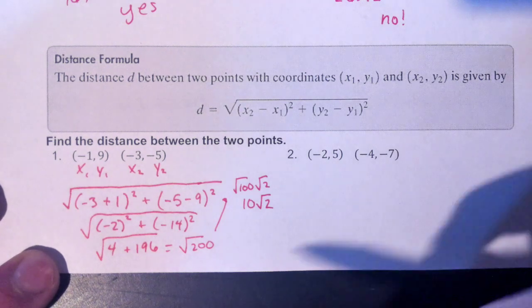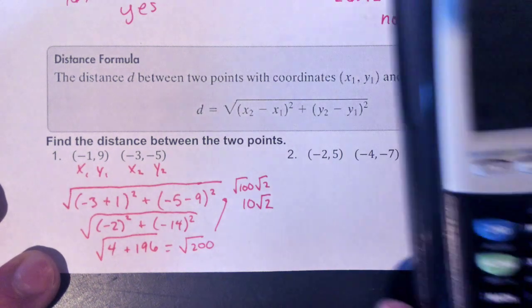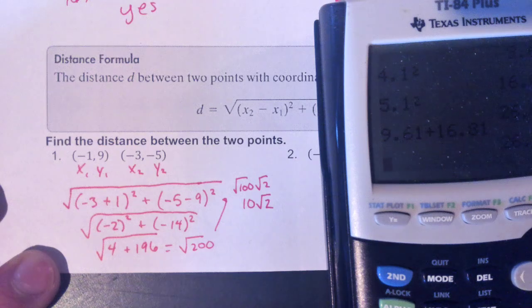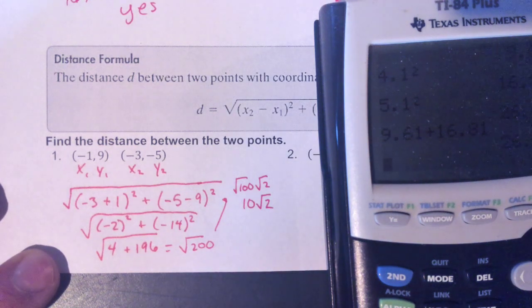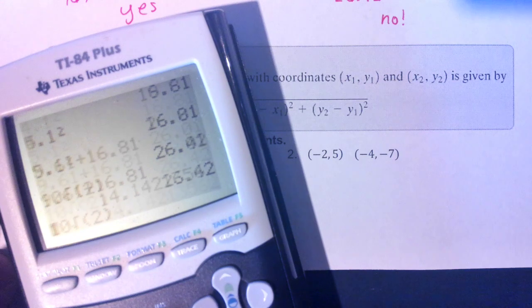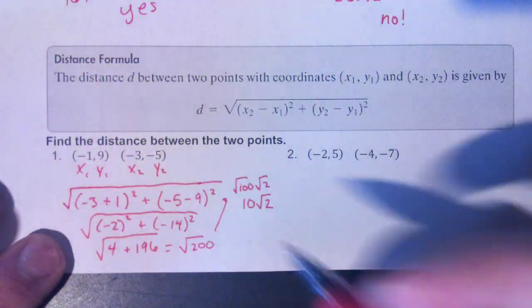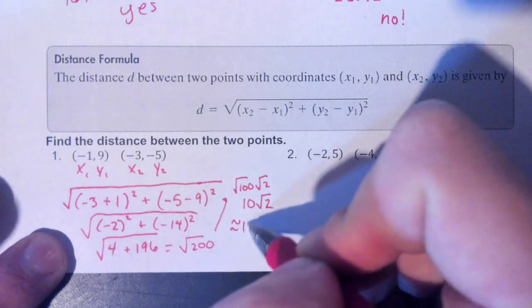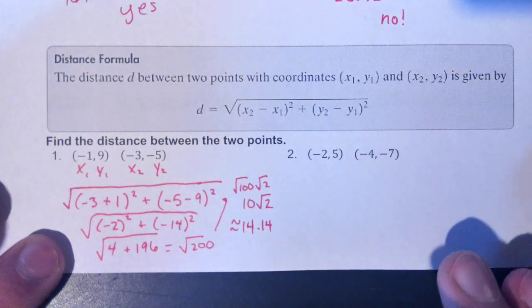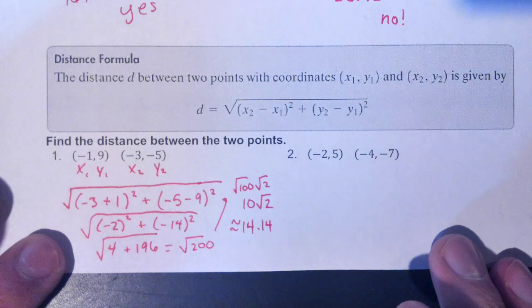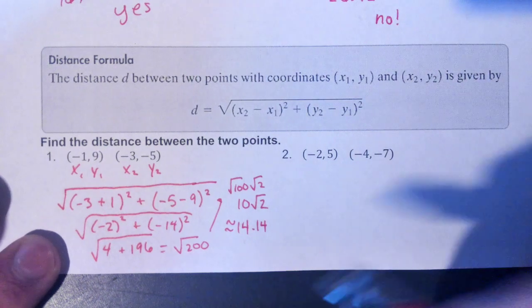But maybe they ask us, what is the distance rounded to 2 decimal places? Because I don't even really know what 10 square roots of 2 is. I don't know how far away that is. So we just type in 10 square roots of 2. Sorry, it's a little dark in here today. So rounded to 2 decimal places, it'd be about 14.14 units away, whatever you're talking about, maybe inches or miles or leagues. I don't know.